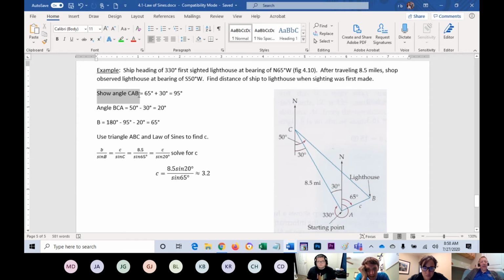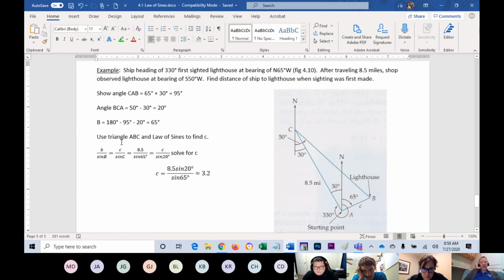Okay, so we're going to show that the angle CAB, that was your starting point here, is going to be, so we've got 30 degrees here plus 65 degrees here. So this entire angle here is 95 degrees, okay? Also, you can measure here, we've got your bearing 330 degrees, and then 50 degrees there and 30. So angle C would be 20 degrees. So BCA is going to be your 20 degree angle here. And angle B, where we're ending up, is going to be 180 minus 95 minus 20, which works out to be 65 degrees.